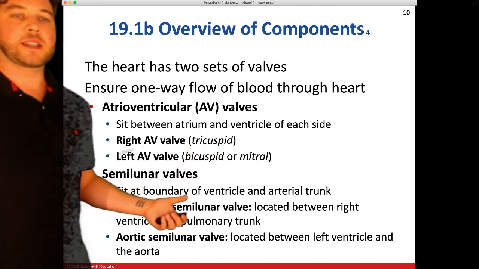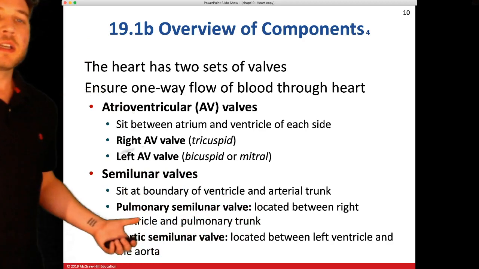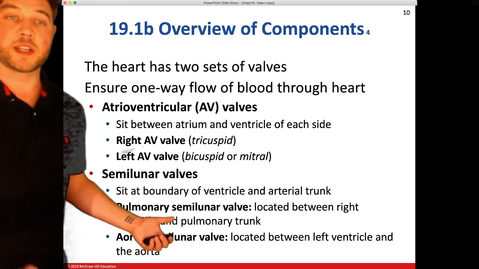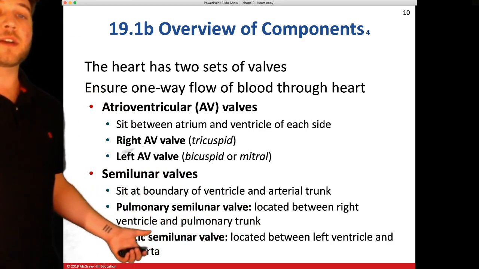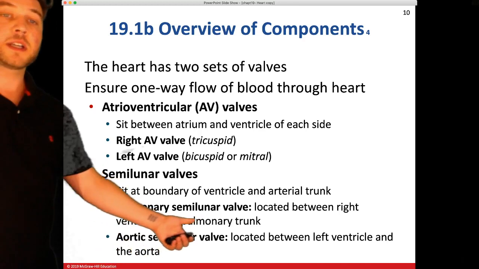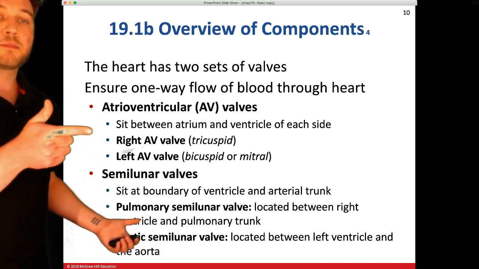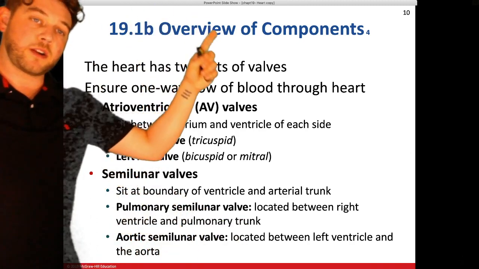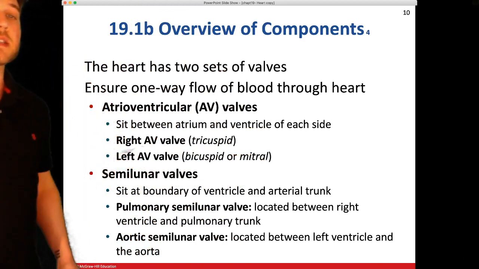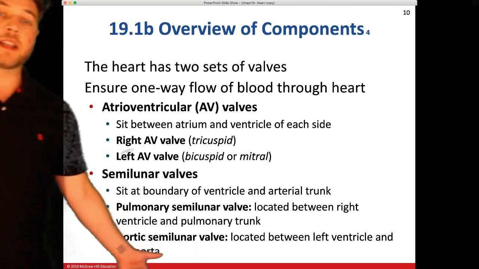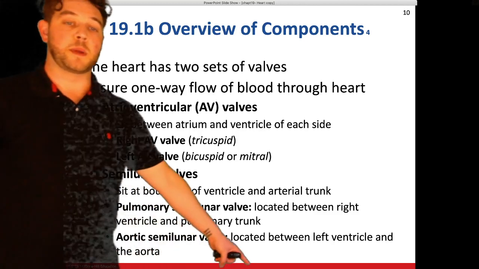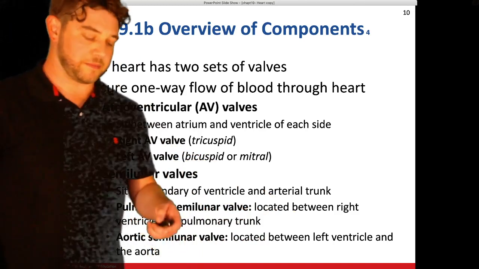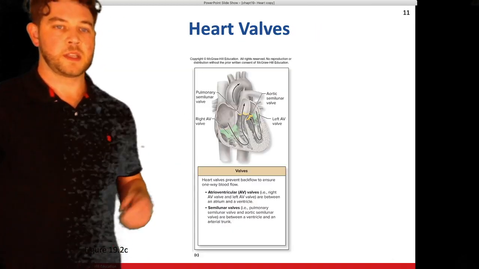The semilunar valves are the other ones. These sit at the boundary of ventricles and the arterial trunk. You have the pulmonary and an aortic semilunar valve. They're going to be gateways exactly where you think. The pulmonary semilunar valve is located between the right ventricle and the pulmonary trunk. So again, right ventricle, deoxygenated, pumping it out of the heart. It's going to go through that pulmonary semilunar valve into the pulmonary trunk, out the pulmonary arteries, to the lungs, back into the pulmonary veins. And then you have the aortic semilunar valve, which is between the left ventricle and the aorta. It will be pumping oxygenated blood out of that heart through the aortic semilunar valve into the aorta, which has several portions to it. Those are your valves.